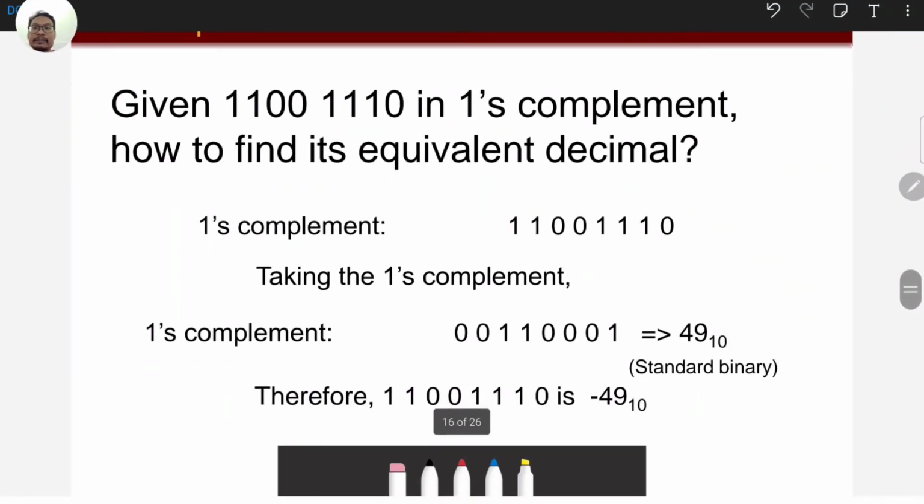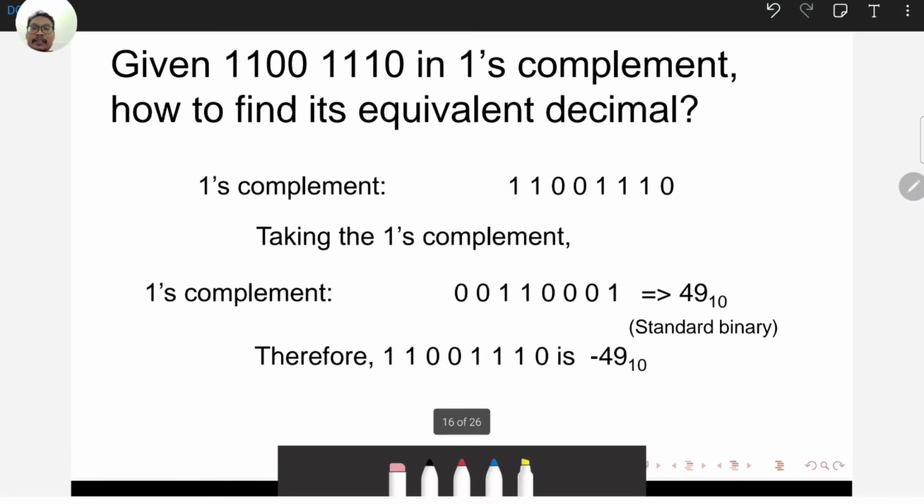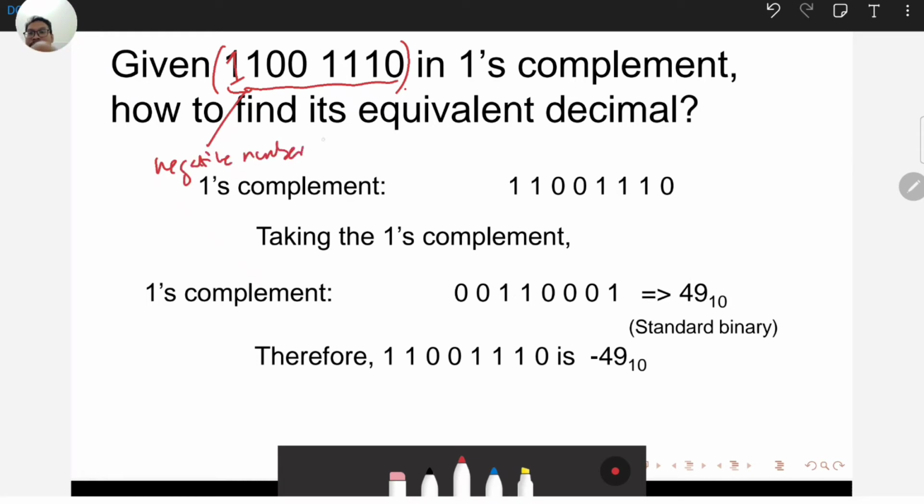Let's look at a few more examples here on the 1's complement. Given an 8-bit or 1-byte number 11001110, we say that we are representing this byte in 1's complement. So how to find its equivalent decimal? We see here that there is a 1 in the MSB, so we know it's going to be a negative number.